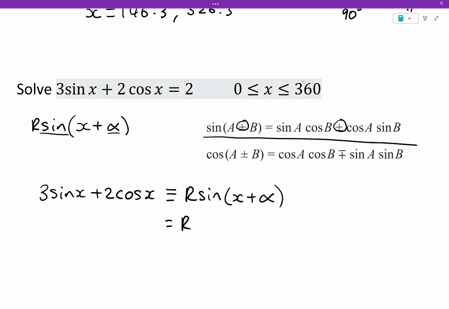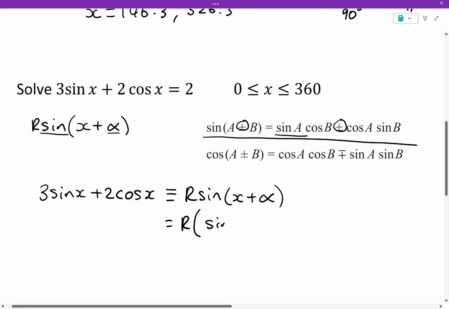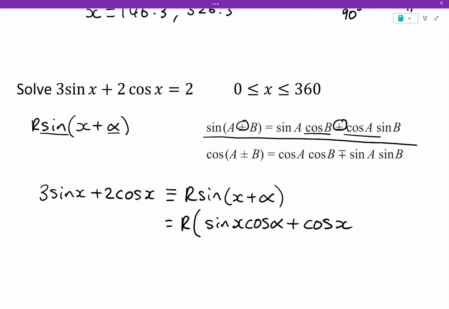So we'd have the r, and then in brackets I would get sine a, so a would be x, and then it would be cos b. So cos, and then b would be the alpha. And then we would have our plus, and then we would have cos a, so cos of x, and then we would have sine b, so sine of alpha. So essentially, for the second part, the angles just swap around. So we get this here.